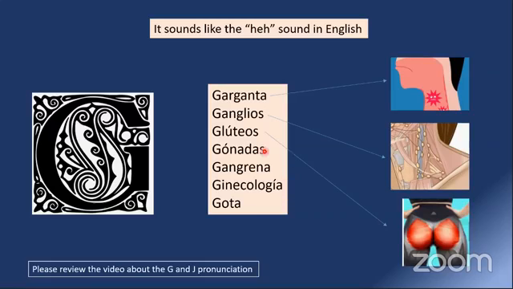Gonadas. The same in English and Spanish. Gonadas. I'm talking about the ovaries and the testicles. Gangrena, that awful disease where the tissues are dying. Ginecología. Ginecología is the department in our hospital where the GYN doctors work. Ve a ginecología. Go to ginecología. Gota. Gota, we know it, is gout.